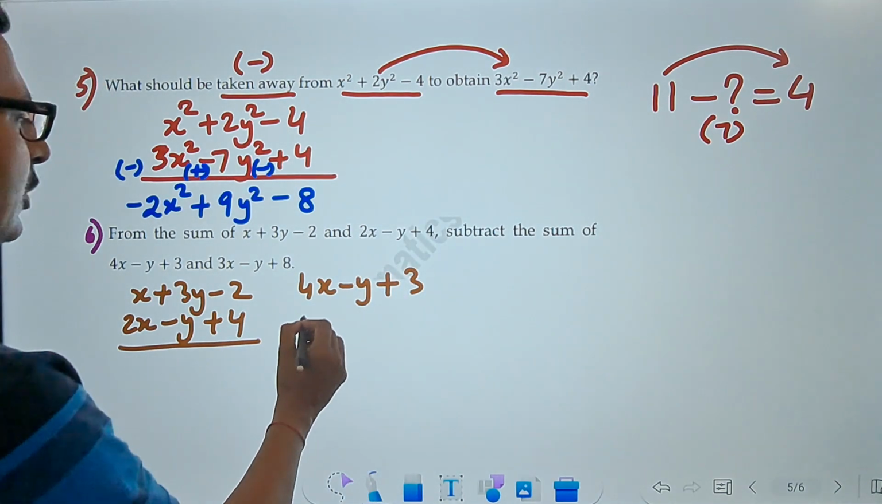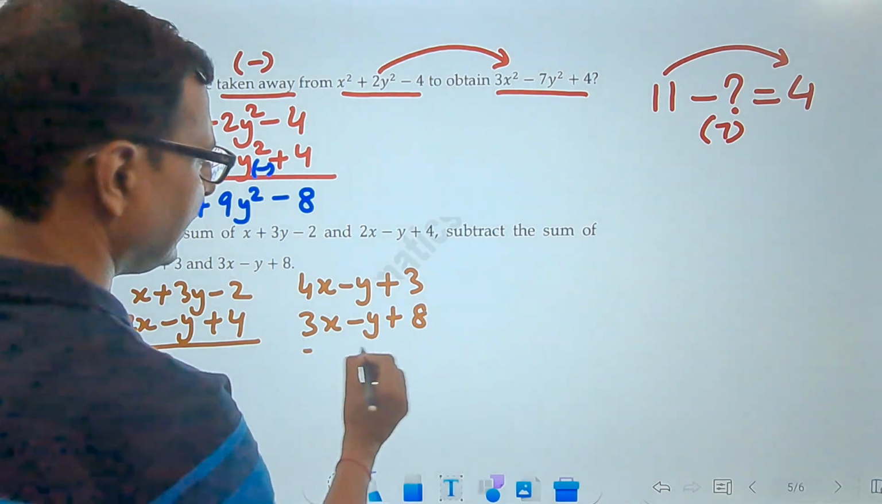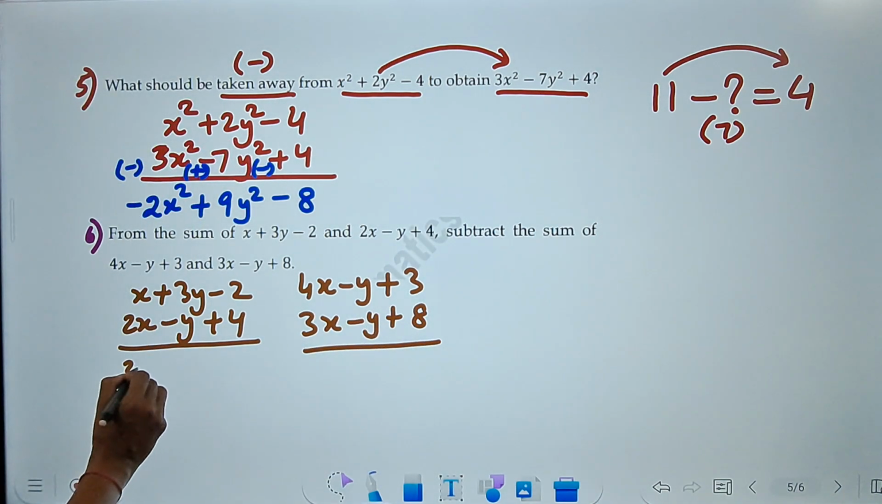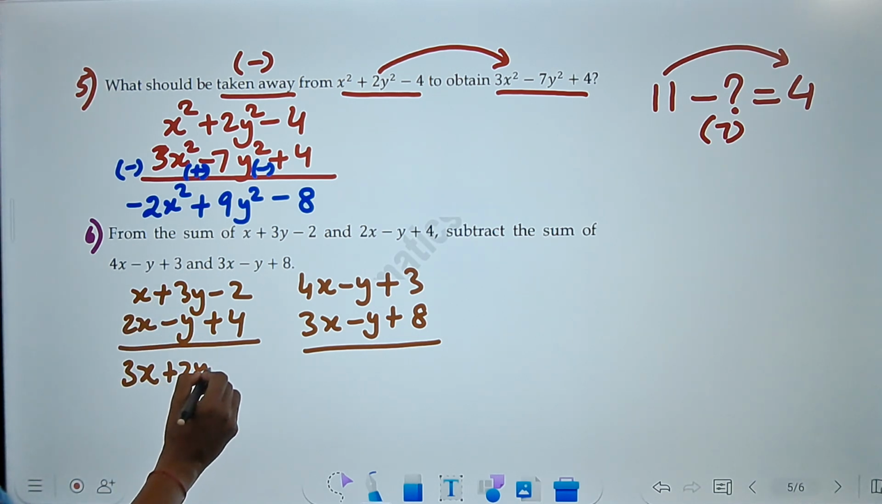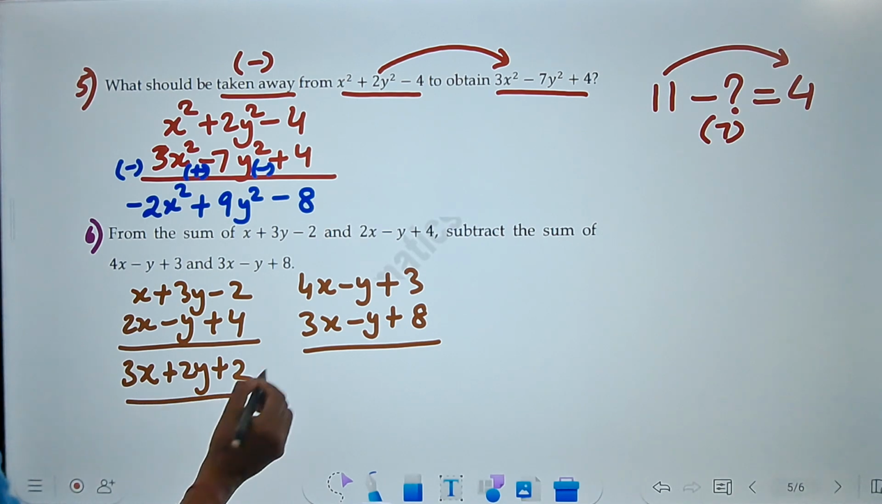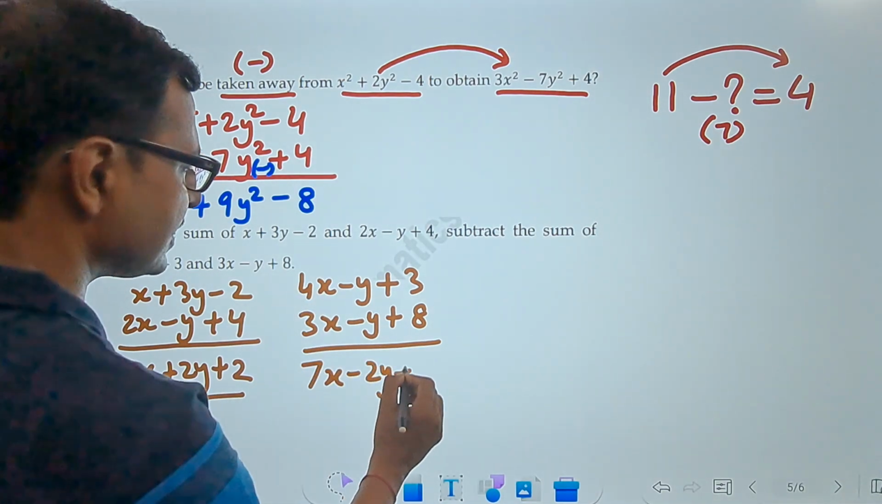Obviously I have to write them one below the other. So 3x minus y plus 8. Let's add this. This is 3x, 3 minus 1, 2, so plus 2y and plus 2. Here it is 7x minus 2y plus 11.